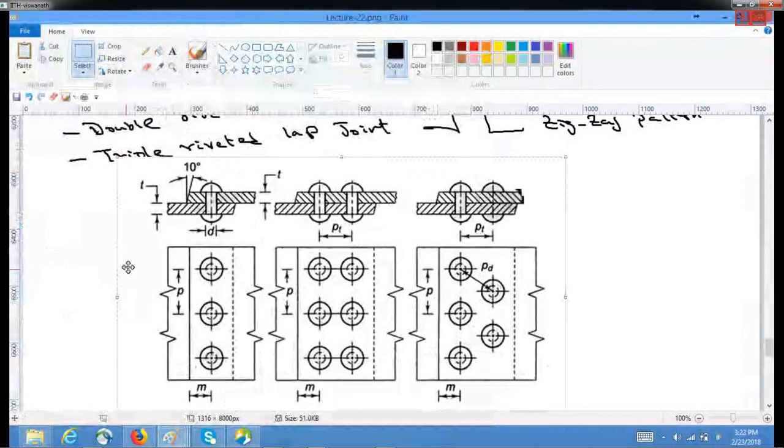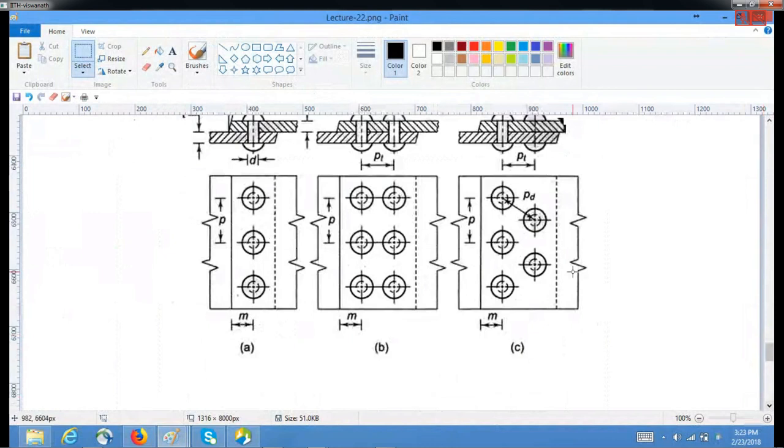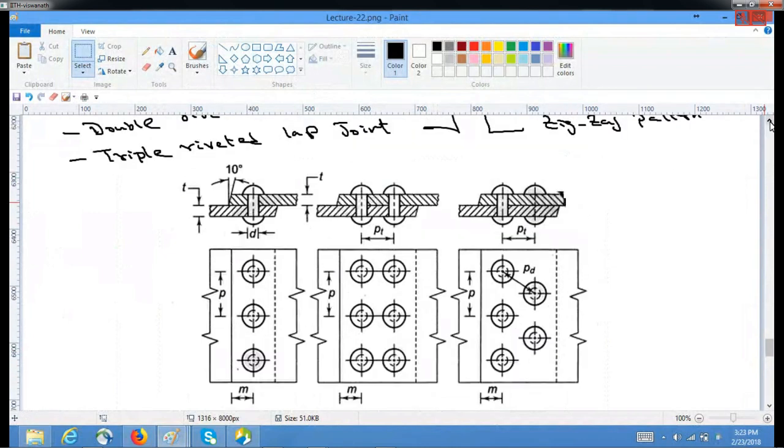So this first one is the single riveted lap joint. There is only one rivet line across the front view, and you have three rivets within this line. And here, if you look at the cross section, there is the first one and the second one.